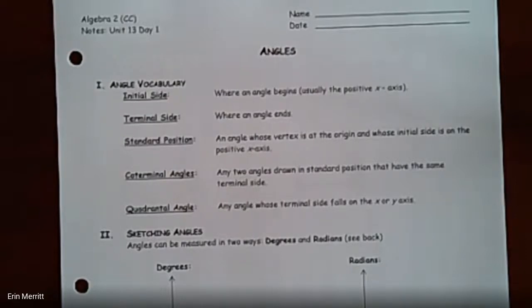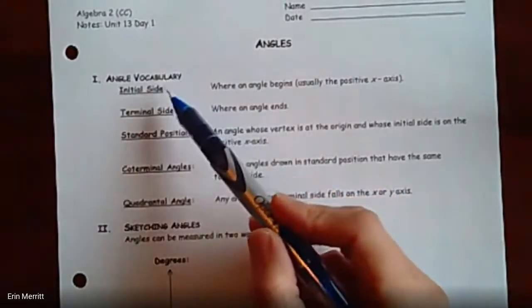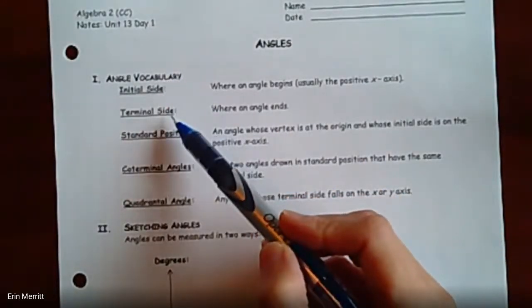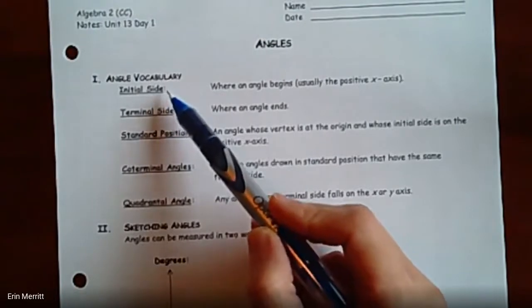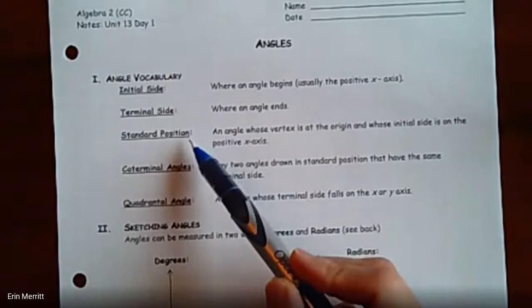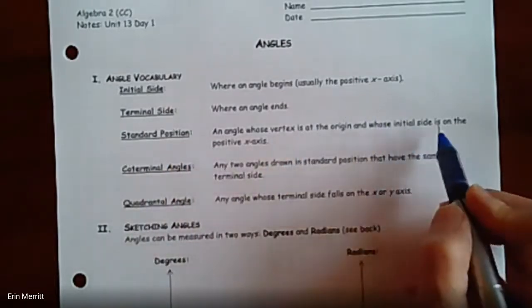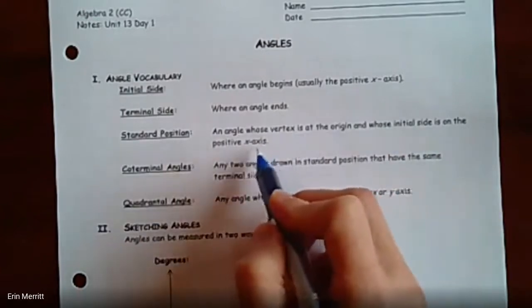All right. Where we start this unit though, is we actually start with just angles and how to draw them so that we can evaluate them for trig functions later. So the first thing is I'm just going to run through some of the vocab. When you draw an angle, it has an initial side and it has a terminal side. Initial meaning where it starts, terminal meaning where it ends. When we draw in standard position, it means that the vertex is at the origin. The initial side always starts on the positive x-axis.